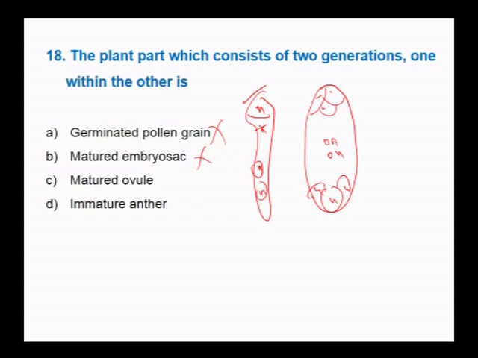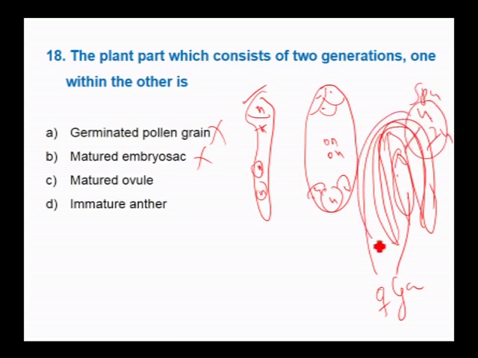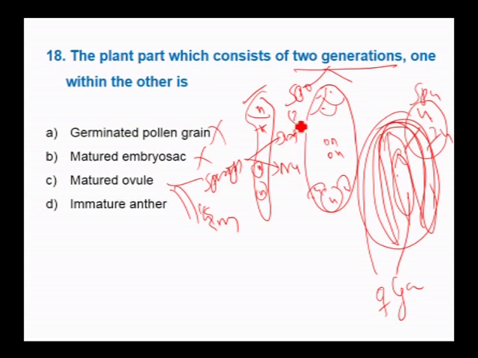Matured ovule. See, in the mature ovule, we have integuments which are diploid, nucellus which is also diploid, and it is having a haploid embryo sac. Embryo sac is female gametophyte, whereas nucellus and integuments belong to sporophyte. So mature ovule is a structure which has both sporophytic tissue, that is integument and nucellus, and gametophyte, that is embryo sac. Therefore, mature ovule has the 2 generations, that is both sporophytic, a diploid, and a gametophytic haploid generation.